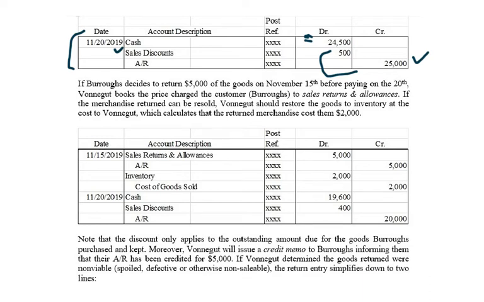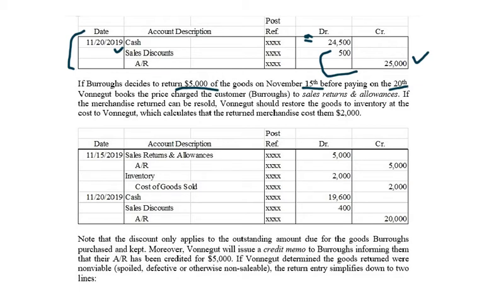All right, so we'll add another complicating factor here. And usually the way that we time it is, it happens before the payment within the discount period. So that's really the only way you have to be able to tackle this. So let's say Burroughs decides to return $5,000 worth of goods on the 15th before paying on the 20th. Now this $5,000 is what we, Vonnegut, charged our customer Burroughs for the goods. That's what we're saying there. This is not saying that we paid that for the goods.